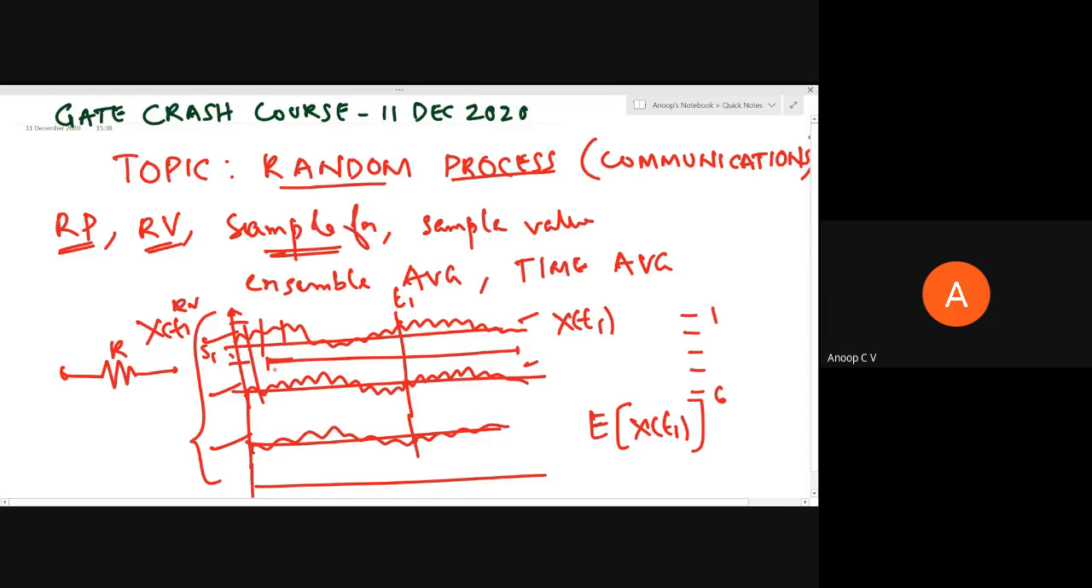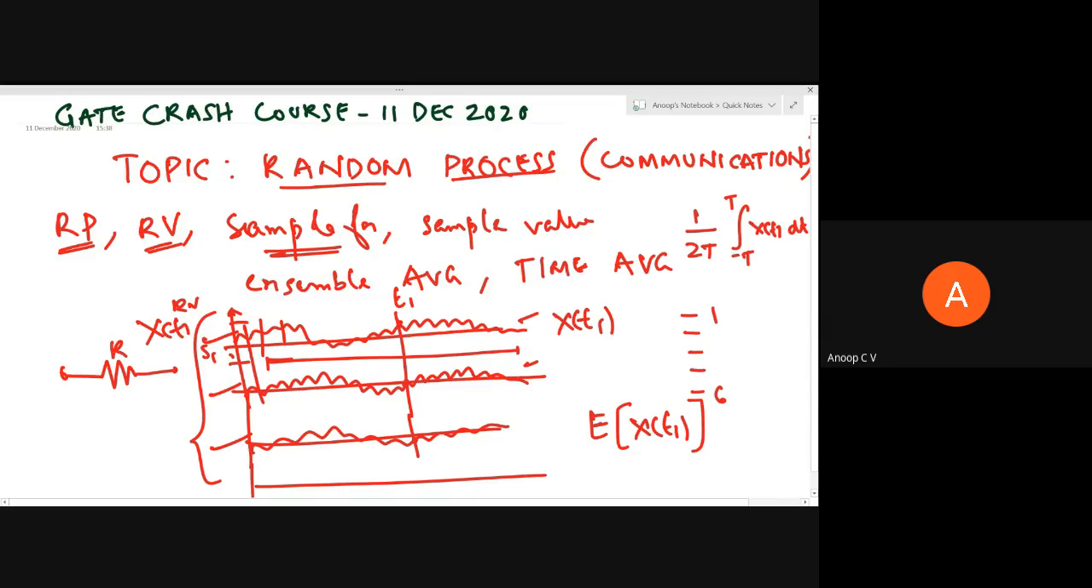The time average is 1 by 2T, over a period of minus T to T, of x of t dt. So this will be the time average. Whereas the ensemble average will be the average taken at a given time instance across different samples.